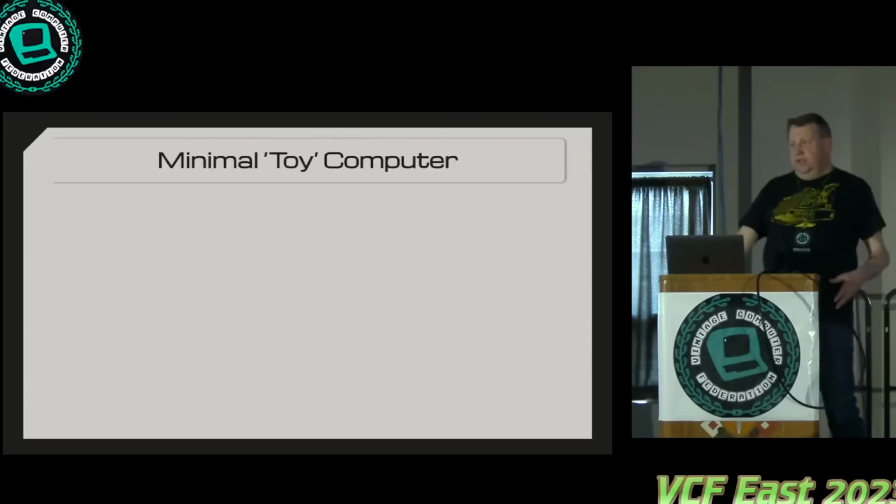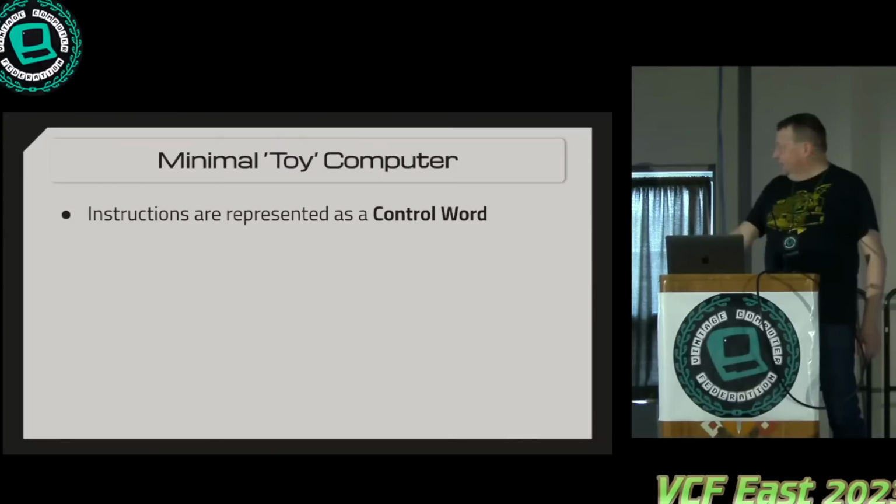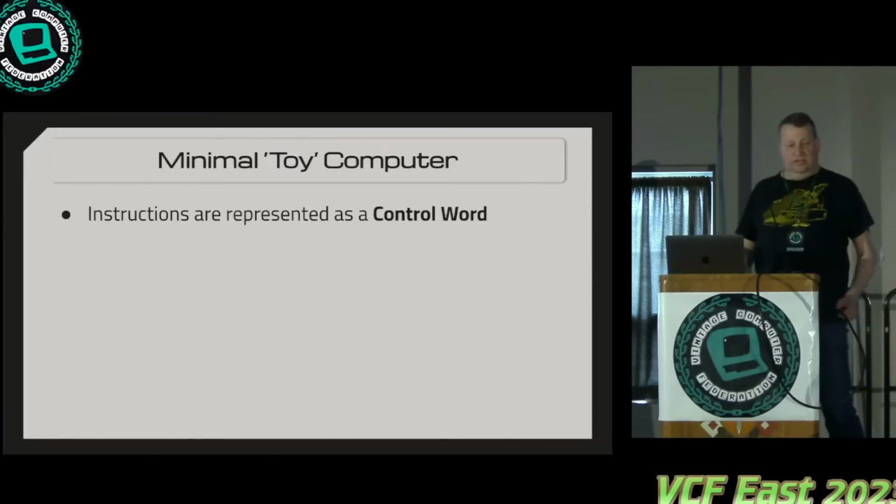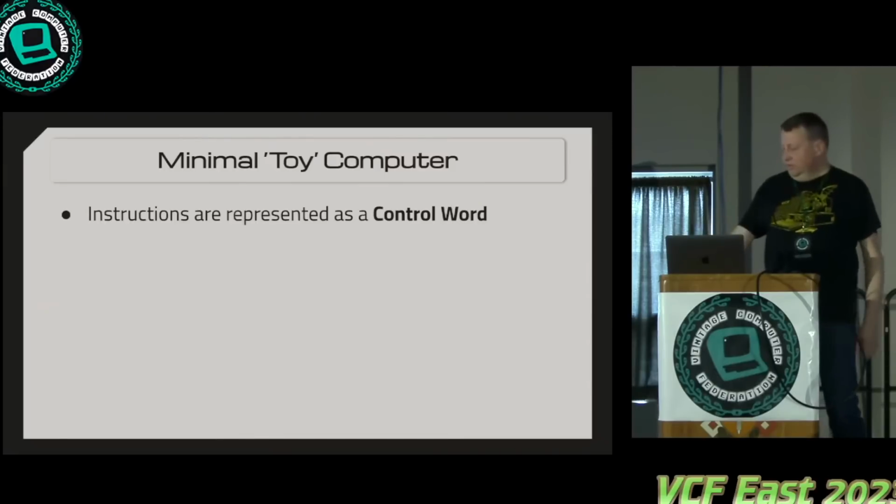So we're going to go through a minimal toy computer, which is actually not far off what this is. We're going to load the instructions and then store them as a control word. I did have an instruction register, but the instructions are really telling the machine what to do, as opposed to an instruction which has to be decoded. This has all the information the machine needs to do something with very minimal decoding.